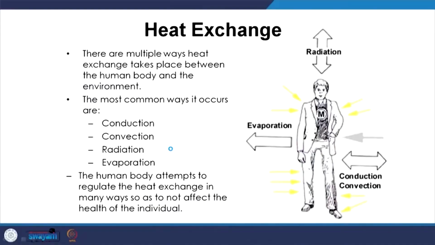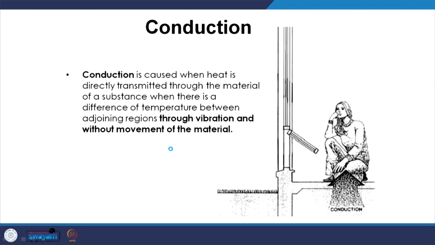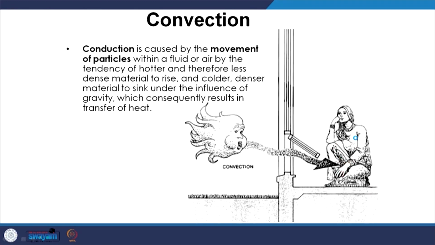Now, once we have understood that these 6 parameters are responsible for defining the thermal comfort, we have to quickly revise the ways in which heat exchange takes place between different bodies. So, let us quickly go over this. First is conduction, where the heat transfer is happening through the material of a substance when there is a temperature difference between adjoining regions, through vibration and without movement of that material. All of us very clearly understand that when we are in direct touch with a surface, with a body, that is when, without movement of a material, the heat exchange takes place, which is conduction.